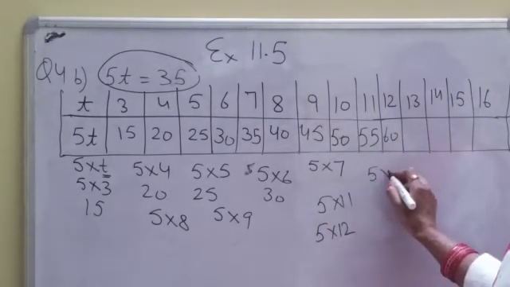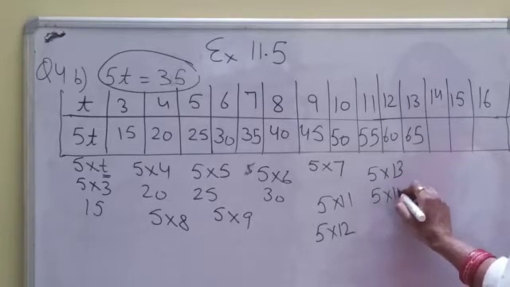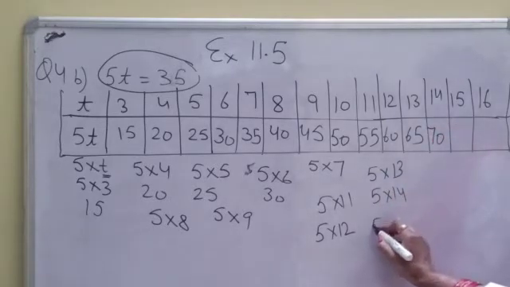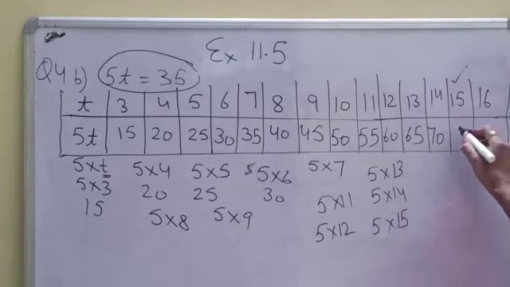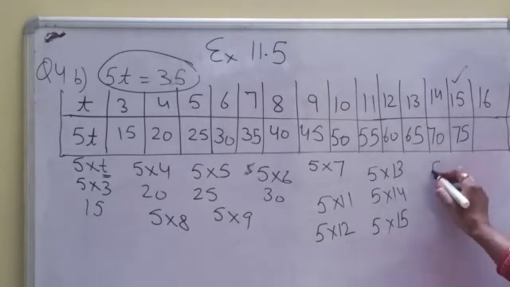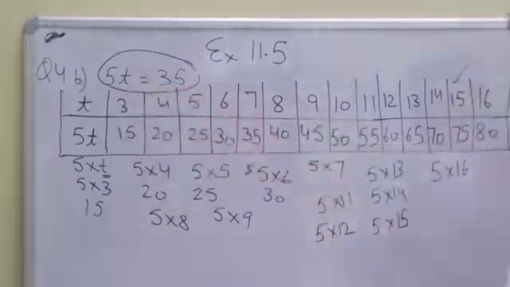If we multiply 5 by 13, 13 5s are 65. If we multiply 5 by 14, then 70 will become our answer. If we multiply 5 by the next value of t, 15, then 5 15s are 75. If we multiply 5 with 16, then it will be 80. So all the values we have found out for this given equation.